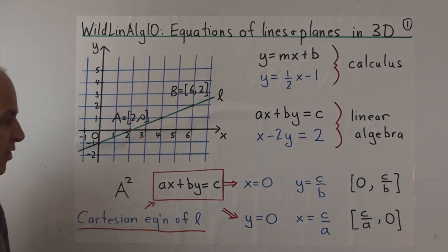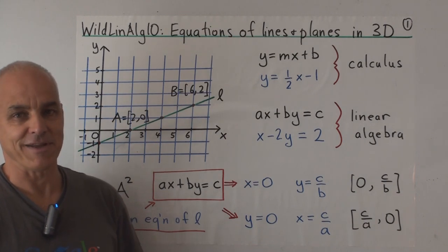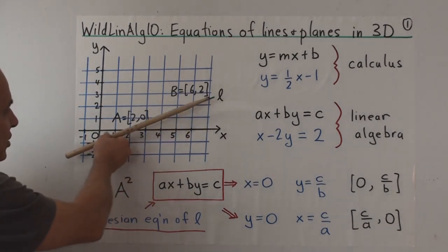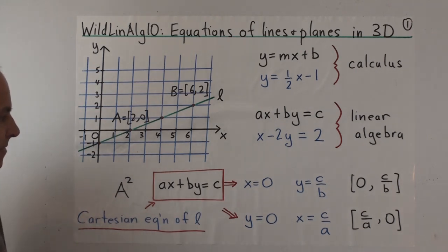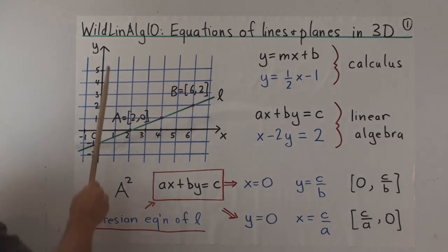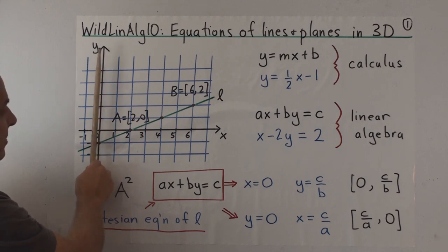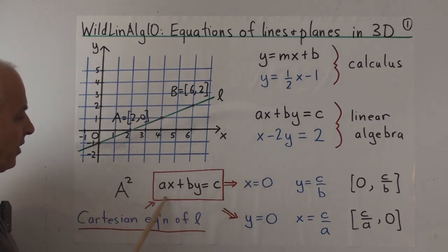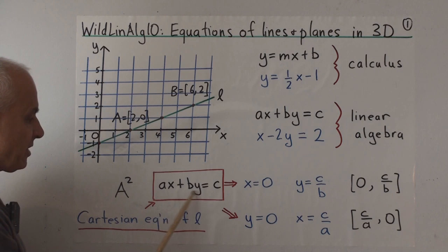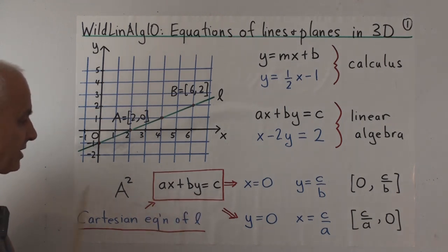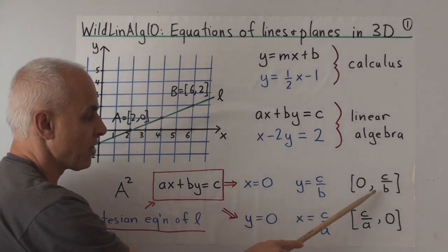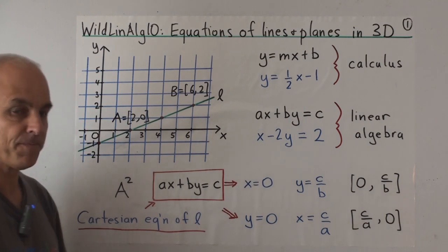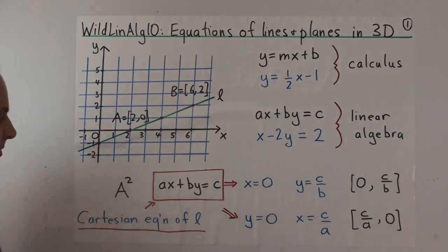All right, let's observe that there are 2 important points on most lines: the places where the line intersects the coordinate axes. To find the y-intercept, we can set x equal to 0. If we start with the general equation ax plus by equals c, and we set x equal to 0, then we can solve for y. y is equal to c over b. And we get the y-intercept with coordinates 0, c over b. In this case, this one here.